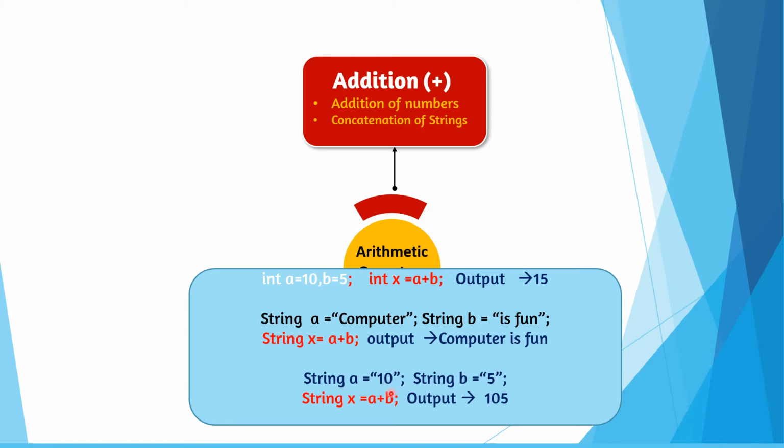That means 10, in this case, will be a string value. And here string B is equal to 5. So 5 is also a string literal. And now we are adding two string literals here. String X is equal to A plus B. Just as "computer" plus "is1" will give "computerIs1". So if the number 10 is considered a string, 10 plus 5, if they are string variables or string literals, we will get the answer 105, the combination of both of them, not the sum.